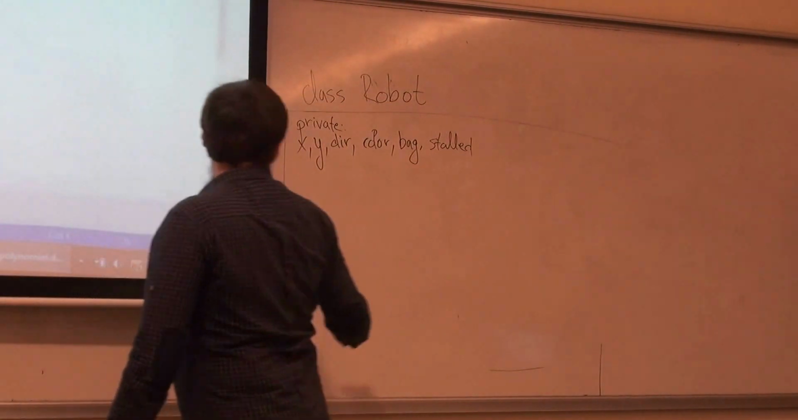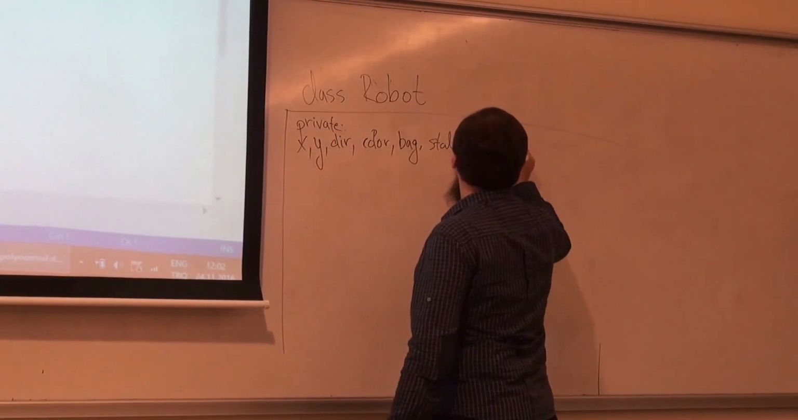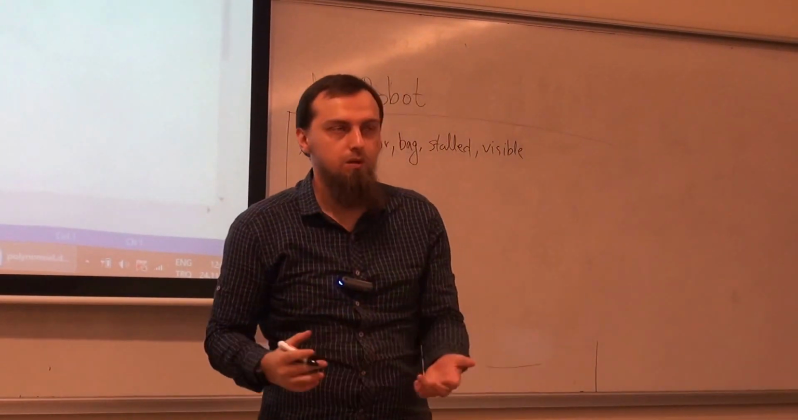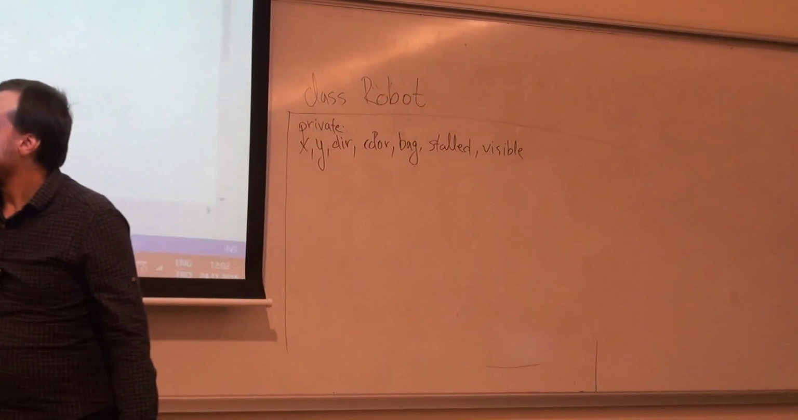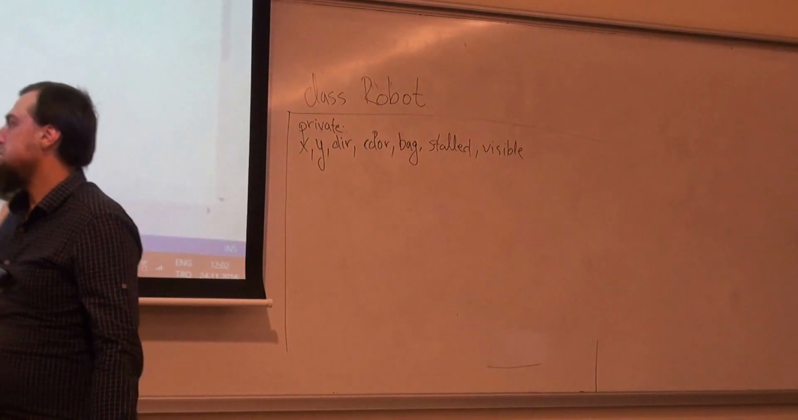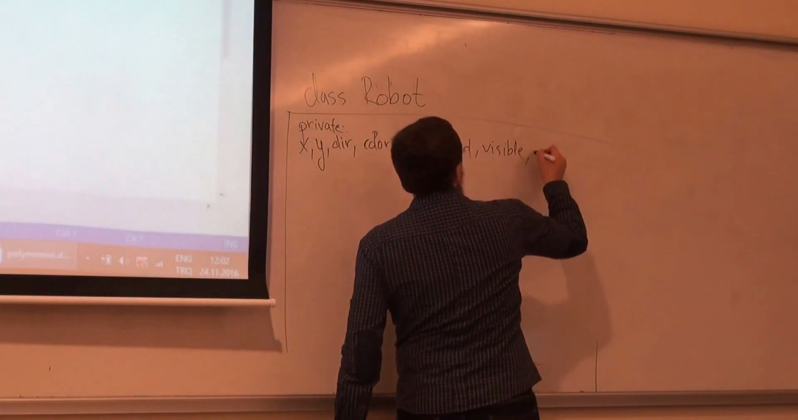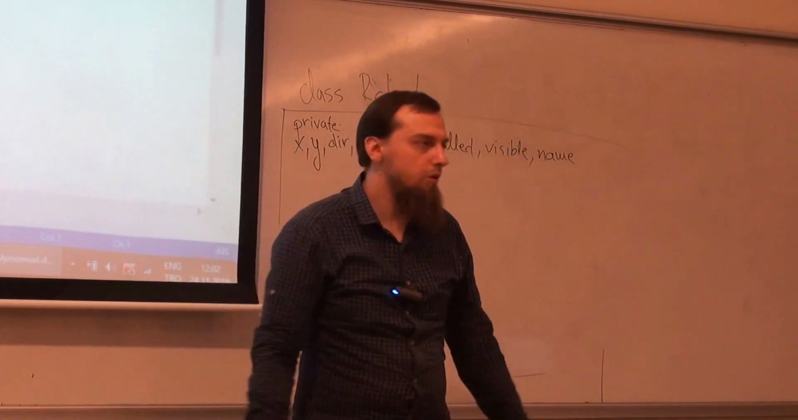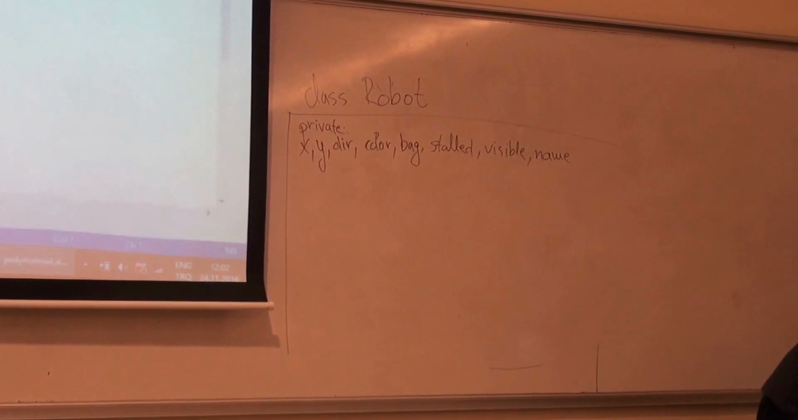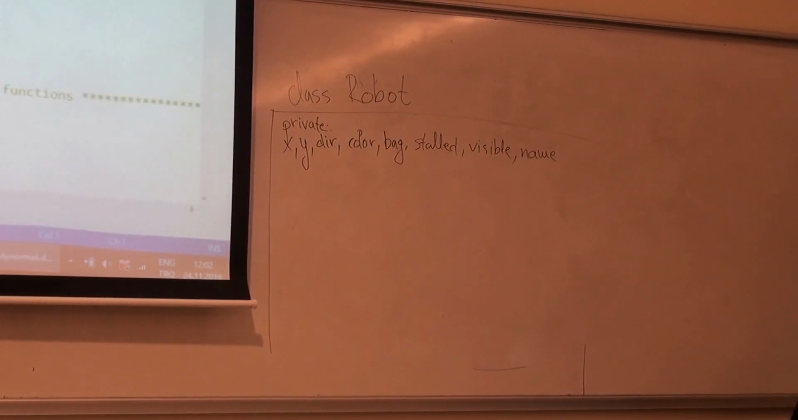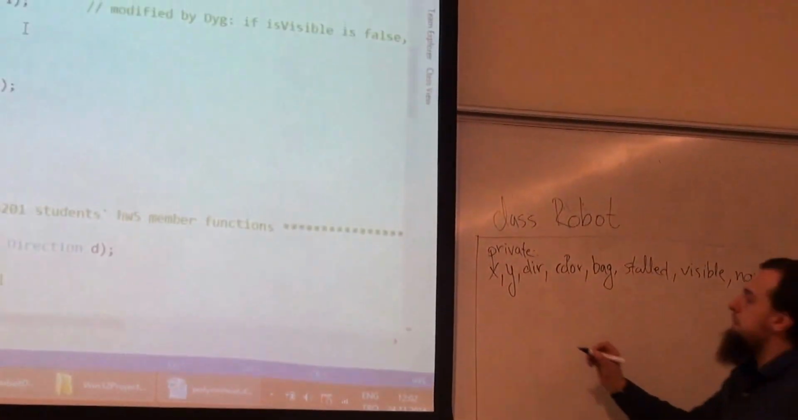And visible. You are not going to use this, but visible, because you might have a robot which is not visible. Okay? If it's true, it's visible, otherwise it's not visible. Name, you might put a name to your robot. I think you'll do it in your homework also. And this is it. These are the most important things about the private data. Now, let's go with the public data.